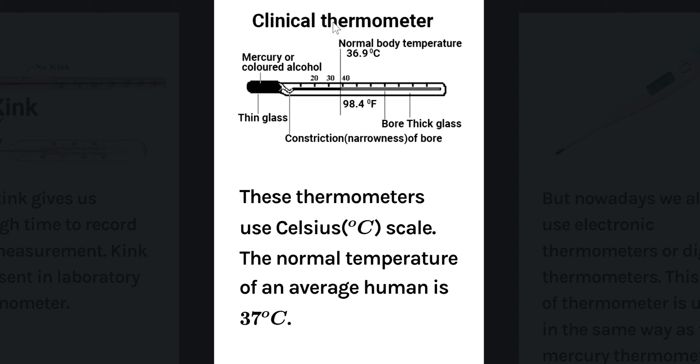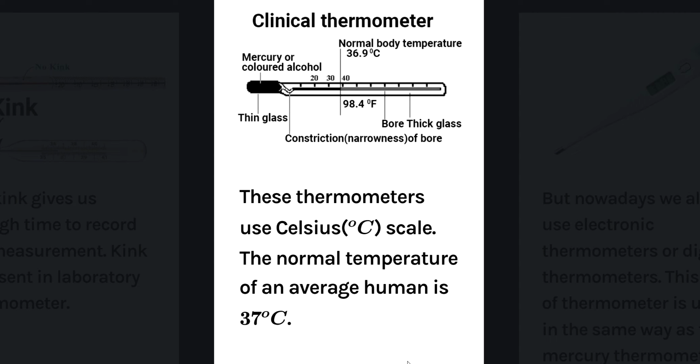We can use alcohol to construct a clinical thermometer. We can use alcohol to construct a laboratory thermometer. In the same way, we can use mercury to construct a clinical thermometer and mercury to construct a laboratory thermometer, because we will see how we can use any of these liquids to design a particular thermometer. How, we will discuss in the next video lectures as well.